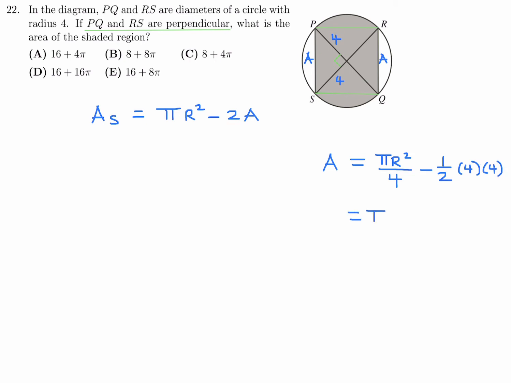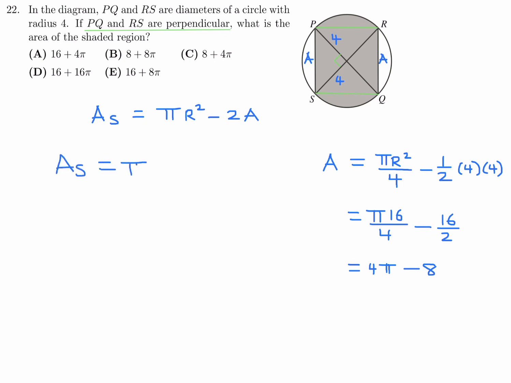So pi r squared, well, r is 4, so that's 16 over 4, and this looks like 16 over 2. So this becomes 4 pi minus 8. And there we go, we just got A, so we can now calculate the area of the shaded region.